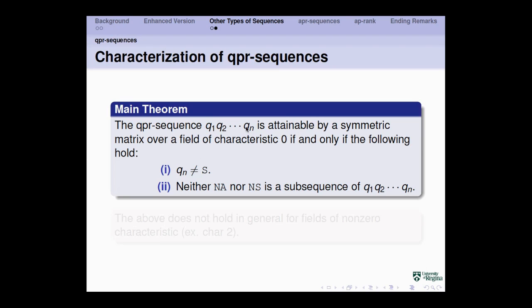One of the reasons is because the last position only has one minor, namely the determinant. So you can't have an S in the last position. I would consider that an obvious condition. And then here's the other one, is that you can't see this subsequence of length 2 nor this subsequence of length 2. So as long as you avoid those two subsequences of length 2 and this obvious necessary condition, you can find a symmetric matrix with that QPR sequence.